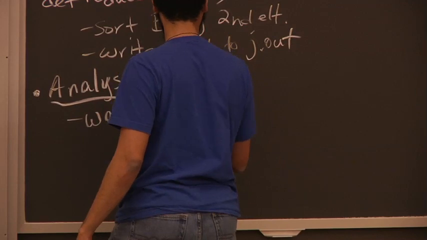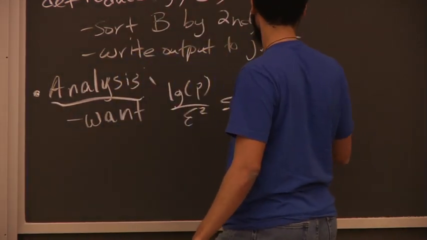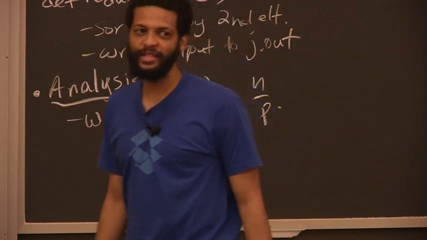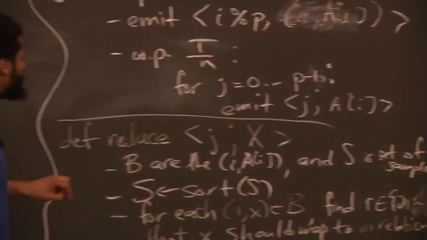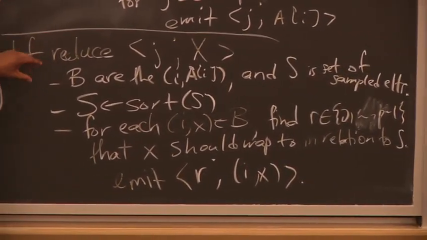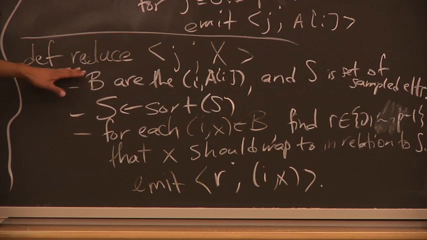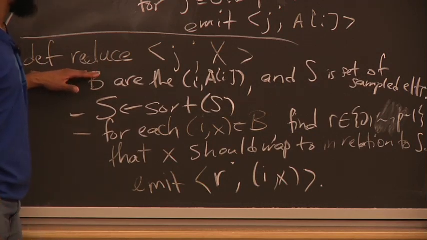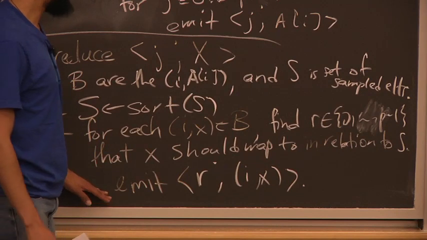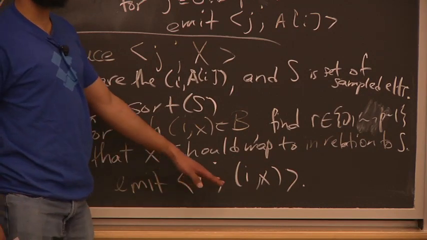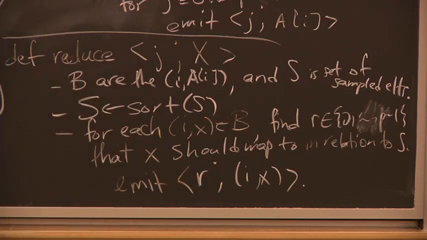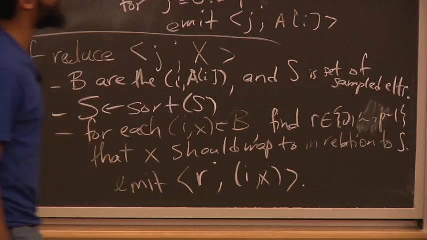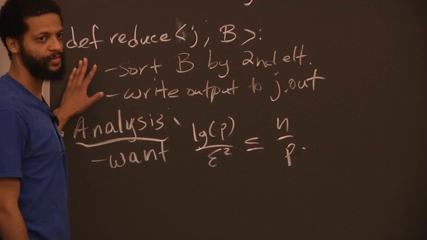So the log p over epsilon squared should be like at most n over p for this to make some sense. The other thing that I want balanced is, ideally, there are these n over p elements that map to reduce. And then reduce takes its set of n over p elements and figures out which quantiles they're in, roughly, between which two quantiles they're in. And then there's a second reduce phase that sorts all the items that it thinks are in its quantile, right?